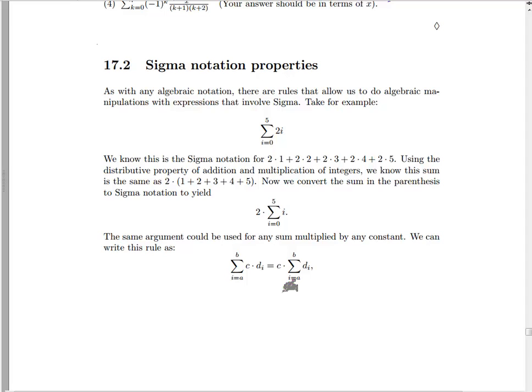Now, consider this sum: the sum from i equals 0 to 5 of 2i. Notice you multiply each term in the sum by 2. Now, why not take the 2 out, take the sum from 0 to 5 of i, and then multiply by 2? This is a much more efficient way. You can always take a common constant out of a sum. This is the general rule. Right, but here we see why it works.